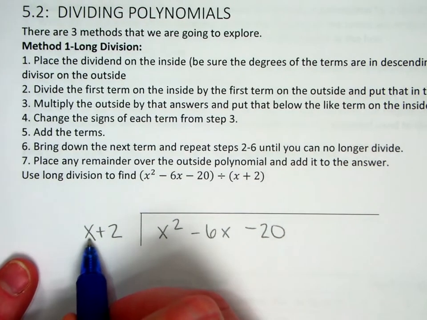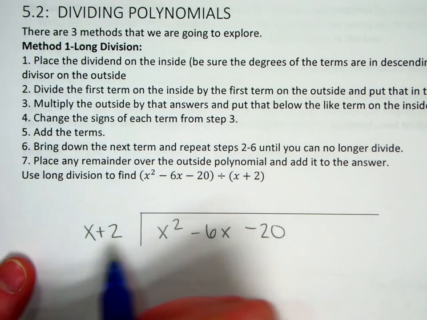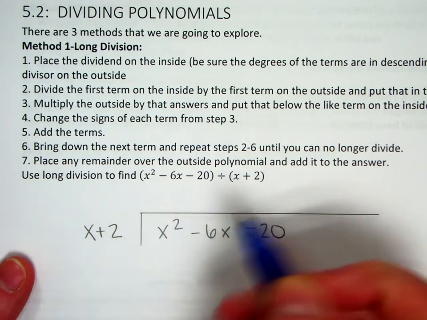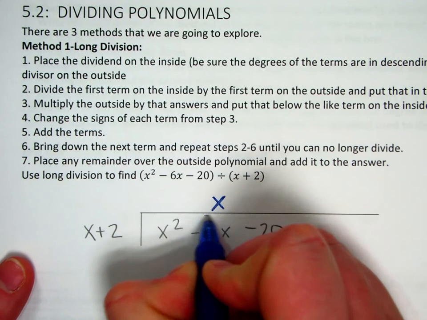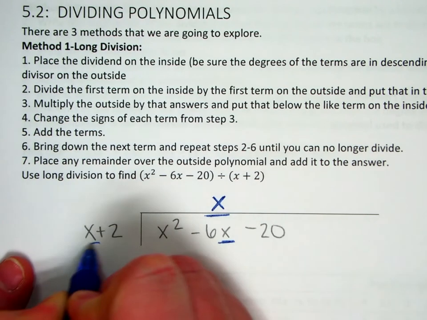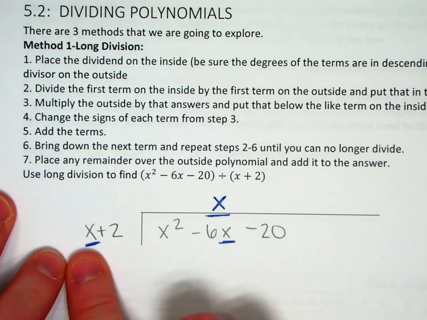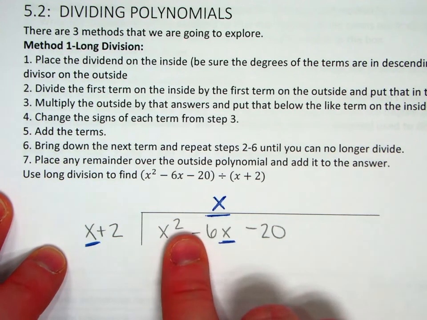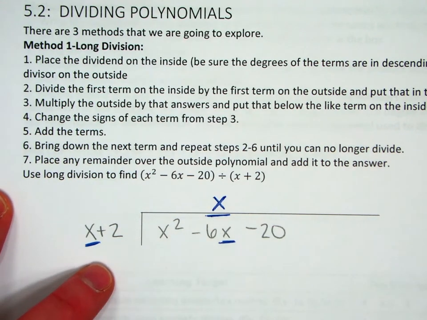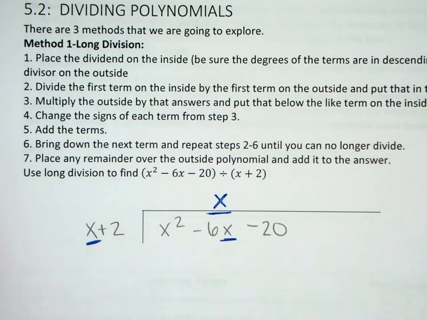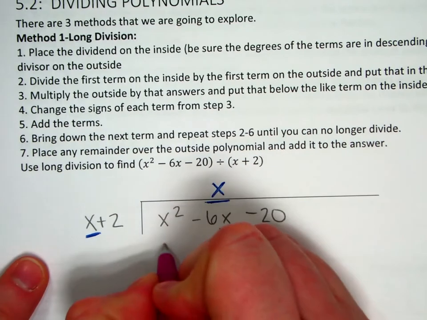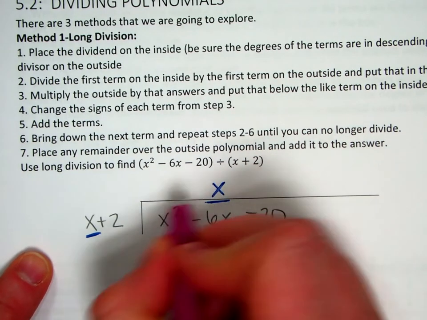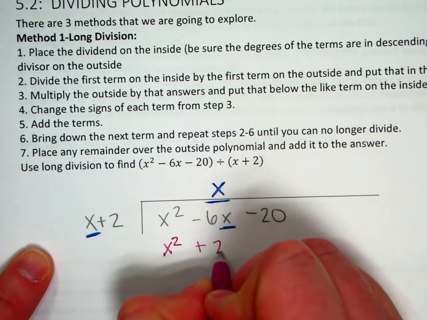So what times x gets you x squared? X times x gets you x squared, so I'm going to put that answer over the x's. So the x lines up with the x, okay? So always what times the outside gets you the inside. So the next part I'm going to do is I take the x times x, and I get x squared, and x times 2 gets plus 2x.